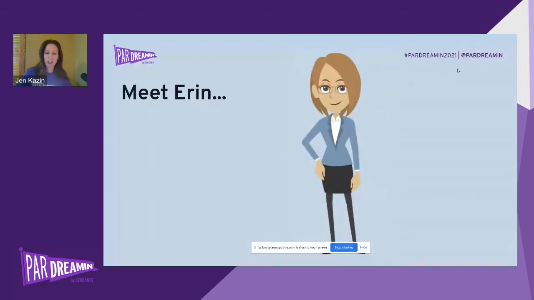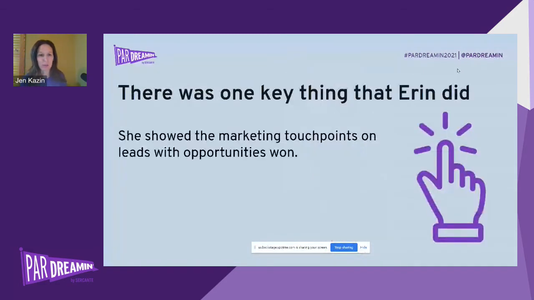So fast forward, and Erin and I worked together getting her Pardot up to speed. But there was one key thing that Erin did when I was working with her. She showed the marketing touch points on leads with opportunities won. I remember her telling me that story because we were having a normal session, and she said, Jen, I had my report in my hand. I went to the meeting with the marketing executives and the leaders in the company, and I showed them, here's all the leads that marketing has touched, and then all the corresponding opportunities that came with it. And that was pivotal. It was game changing for them.